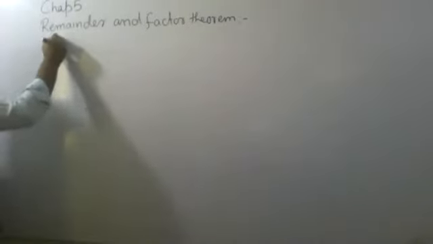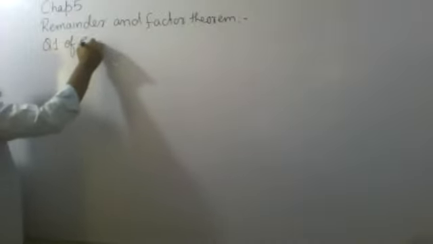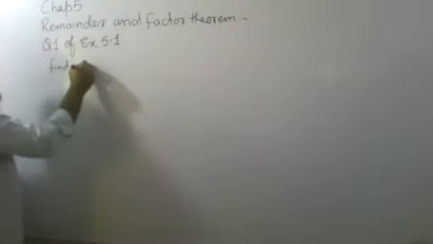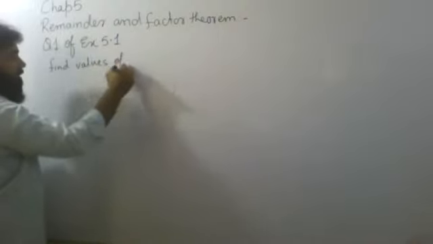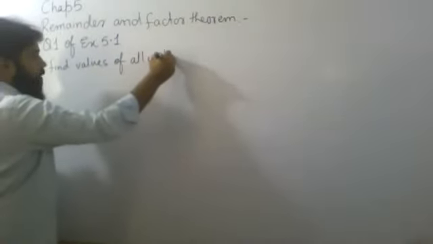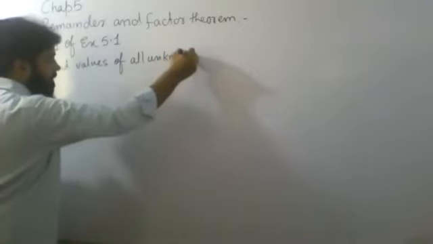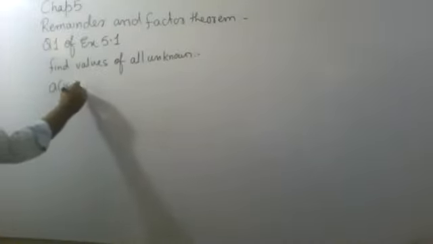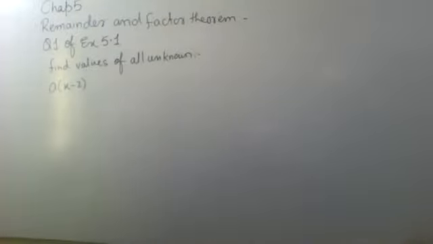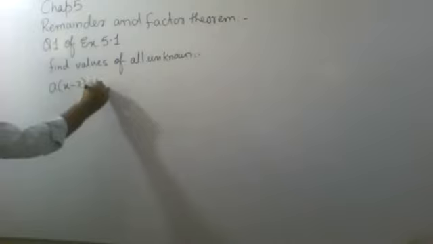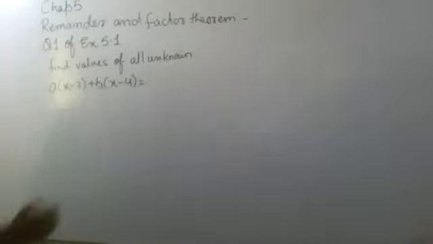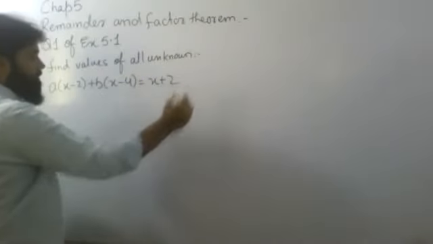Question number 1 of exercise 5.1. They are saying find values of all unknowns. Okay, this is my question which is given over here. Now the question is a bracket x minus 2 plus b bracket x minus 4 equals to x plus 2.